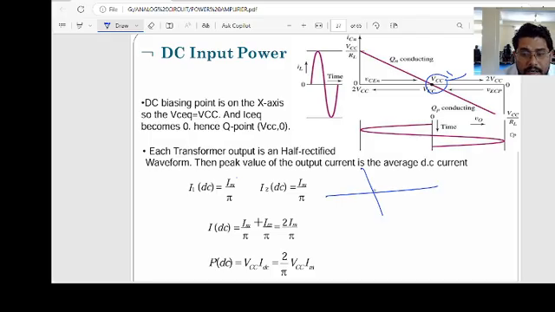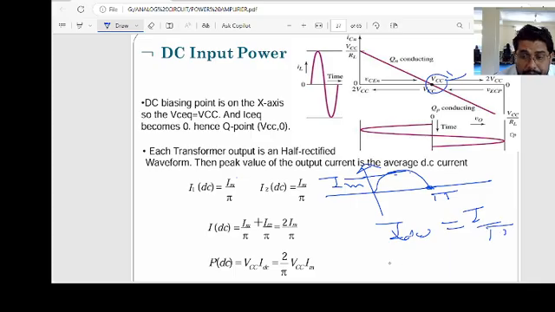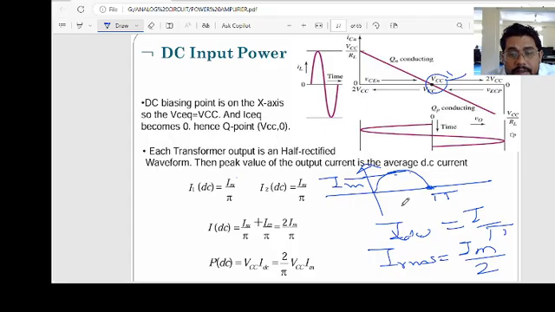This is the concept we should know for the half wave rectifier. Its DC output is nothing but IM divided by pi. Its RMS value we can also calculate: RMS equals IM divided by 2. This is the case of the half wave rectifier. We should know these values.